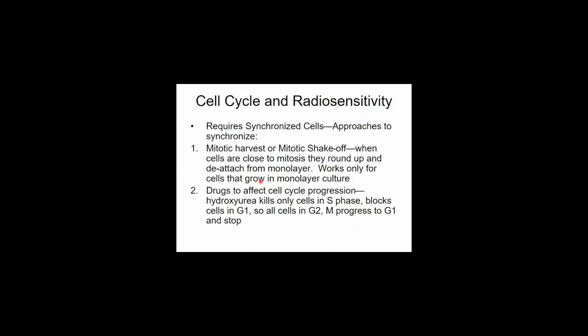Everything else that's left are cells that are cycling but not in M phase, or maybe somewhere in G0 phase. But this mitotic shake-off, where you shake off the cells that are in M phase, is a common approach to synchronize. It only works for cells that grow in a monolayer culture. It wouldn't work for anything else. A second method that's used, and you need to remember this, is the drug hydroxyurea. Hydroxyurea kills cells in S phase, and it blocks the cells from entering into G1. So all cells get put into G2, and they progress through the cell cycle together.